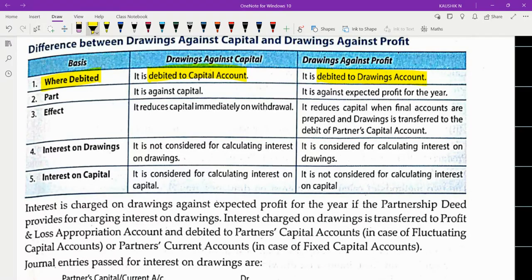Now can you make a distinction between these two? First one, debited. When you have done the drawings out of the capital, then the capital account needs to be debited. Whereas when the drawings has been done out of the profit, then the drawings account has to be debited. So again I'm repeating it.